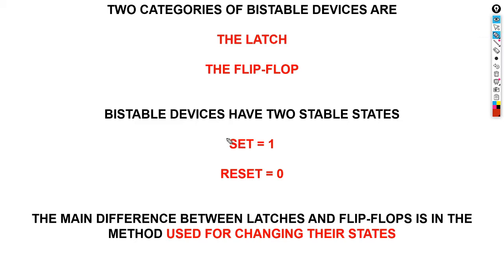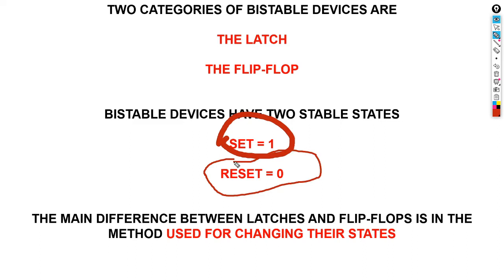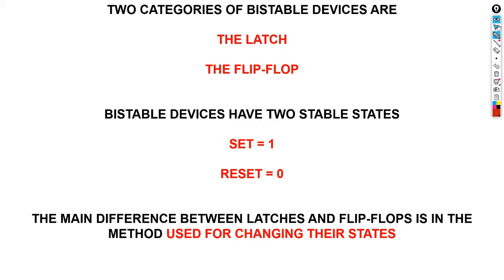And the states that we discuss, we say we have only 2 states. Those states are what? Your set and as well your reset. So the way the 2 devices change their state from set to reset, that's the only difference between the 2. But today we want to focus our lesson on latches. Therefore, let's start with our first part of chapter 7. There will be a second part and as well a third part, then we'll finish with chapter 7.